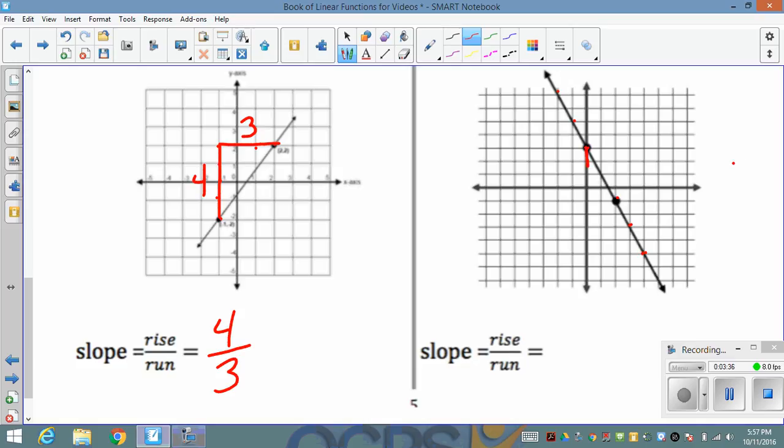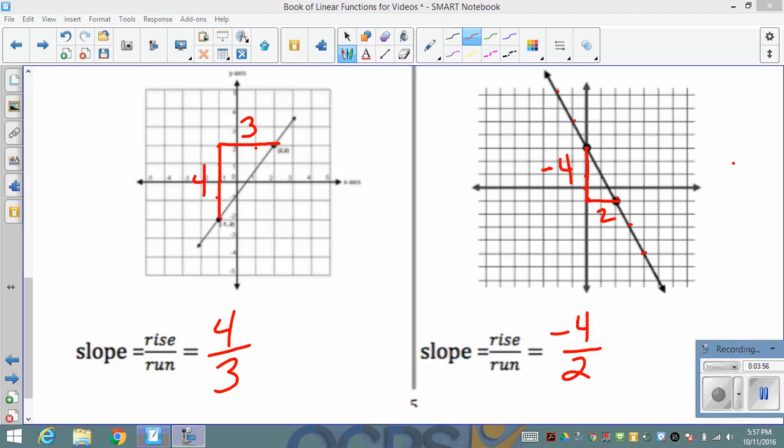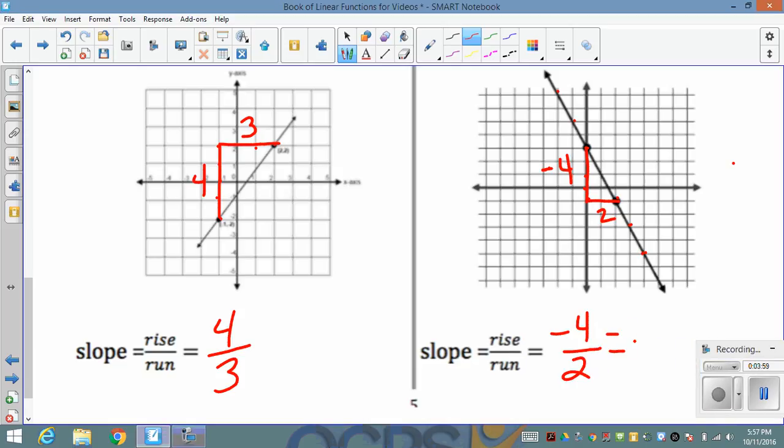Okay, so I'm going to draw my triangle in. This time I'm going to count down and to the right. So I'm going to count down 1, 2, 3, 4. And since it's down, it's going to be negative. And to the right 2. So my slope, I counted down 4 and to the right 2. I can reduce that, and I'm going to go ahead and do that. Negative 4 divided by 2 is negative 2. So my slope for this one is negative 2.